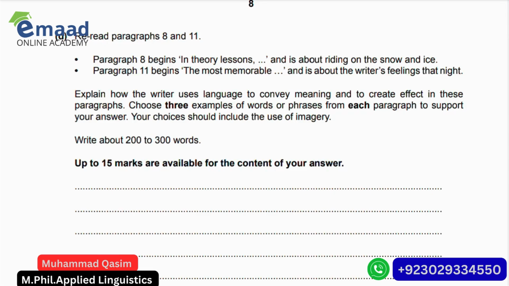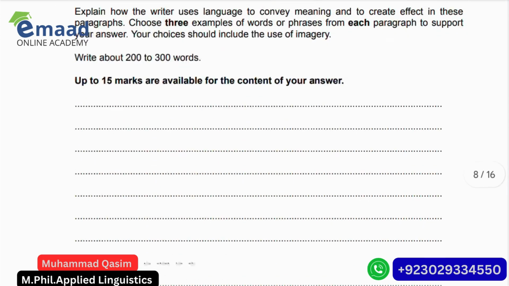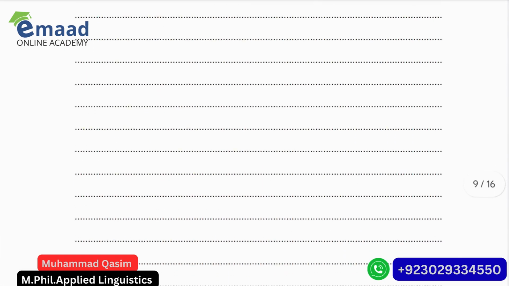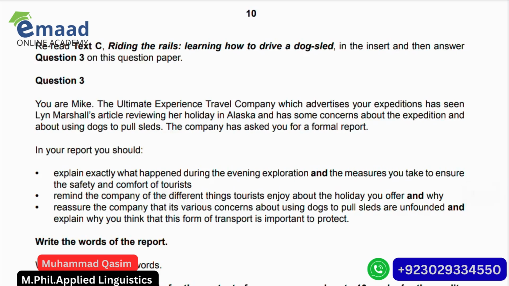They have helped you by telling you your choices should include the use of imagery. So how powerfully the writer has used language to create imagery in his text, and then you will have to give examples. For these types of questions, you must be good at the different language techniques that the writer uses, and all the figurative speech and literary devices.